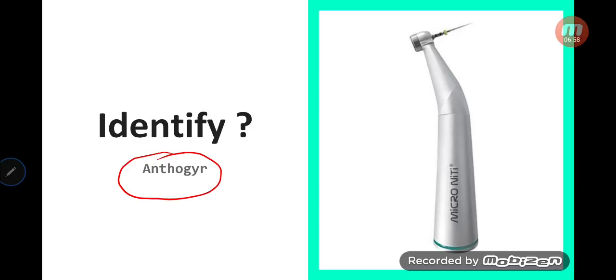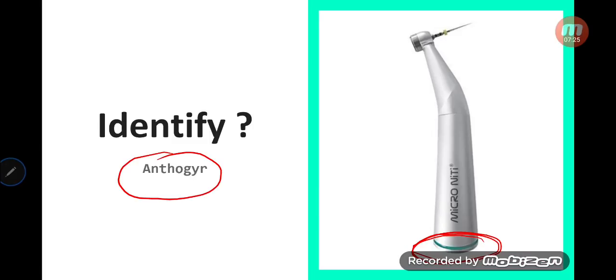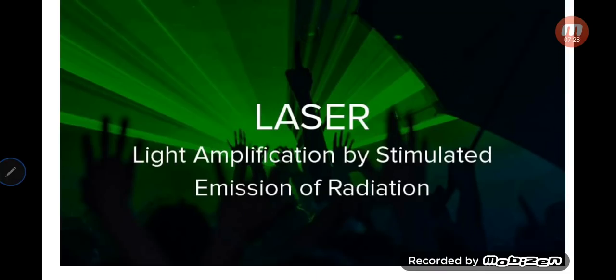rotary instrument, which is called an Anthogyr. You have an opening, similar to your micromotor. You have to attach this to the micromotor. So an easy way of identifying the Anthogyr is that it looks like a micromotor with an opening at one side, but attached to a rotary file. Whereas this one doesn't have an opening at the end. So that's how you can differentiate a handpiece of an endomotor from an Anthogyr. I hope you know this.